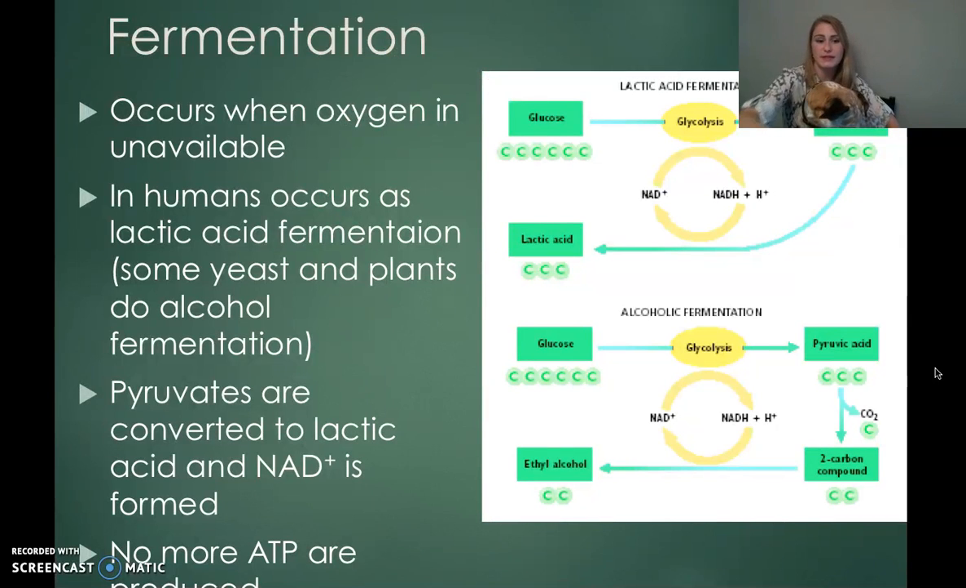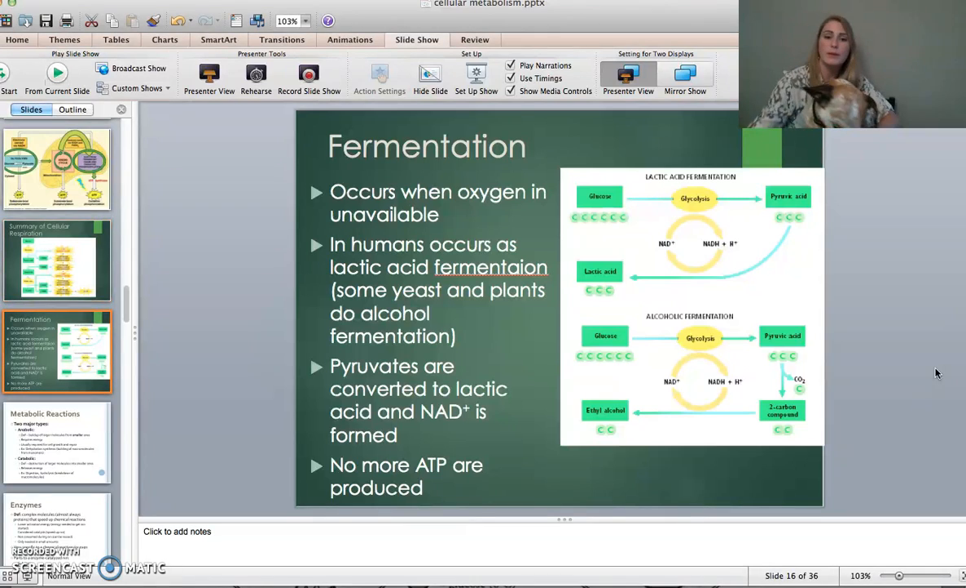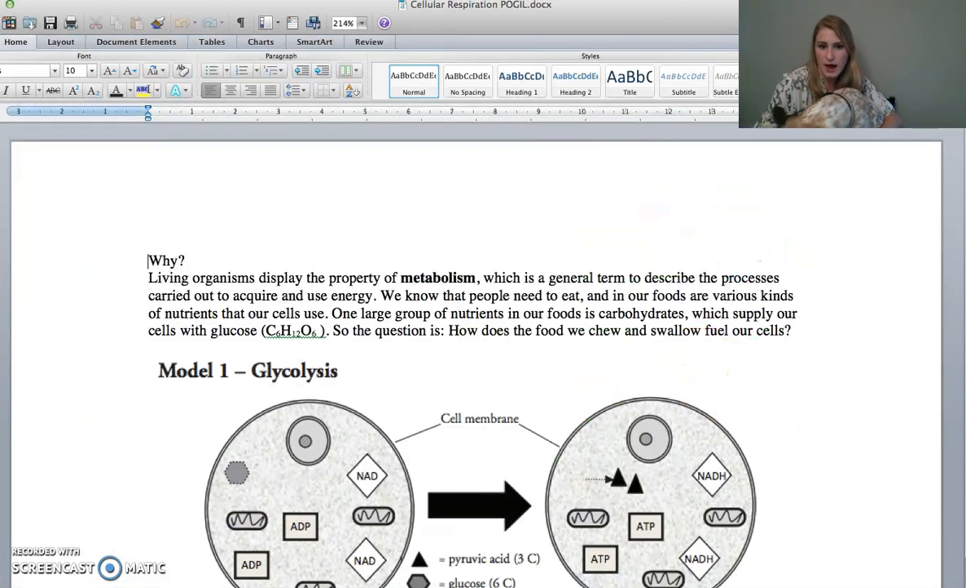That is it for today with these notes. So what I'm going to have you guys do next, you need to work on this POGL. Every single person needs to have this done, but you are welcome to work on it either A, on your own, or B, as a group.